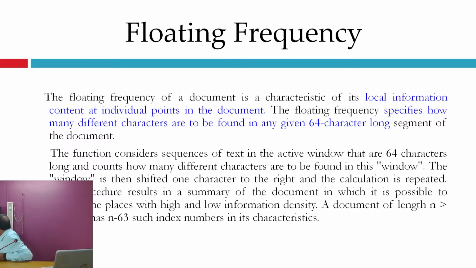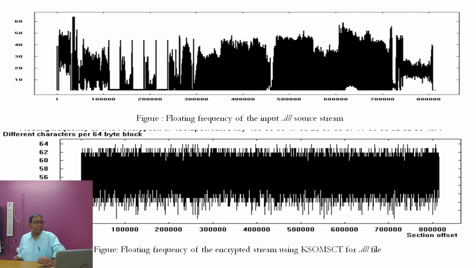What is the floating frequency? It's the local information content at an individual point of the document. You see the result. Here, this is the floating frequency for the input file, or input text, or input data. But you see it is distributed over the complete region. It is a SOM network.